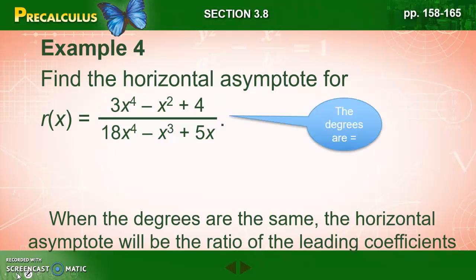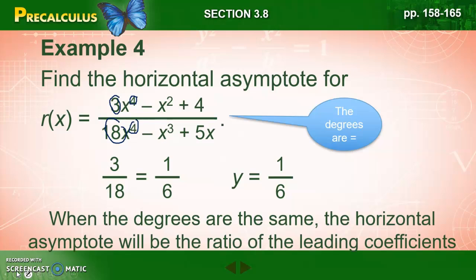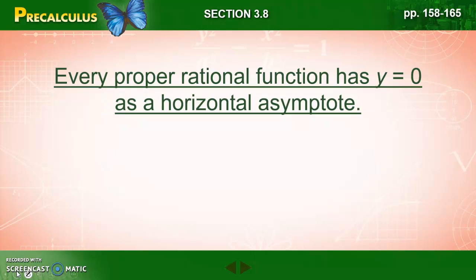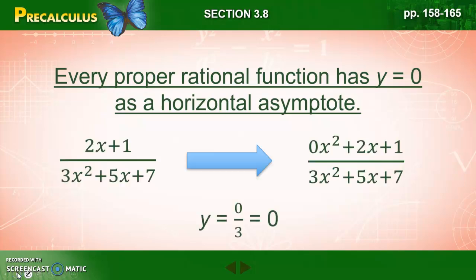So let's take a look at what this looks like. We're going to find the horizontal asymptote for this function. You can see that the degrees of both of these, 4 and 4, are equal. So in order to figure out what the horizontal asymptote is, we can either divide or we can just take the ratio of the leading coefficients, 3 and 18, which when reduced is 1 over 6. So our horizontal asymptote is not at 0 like normal, but at y equals 1/6. Every proper rational function has a horizontal asymptote at y equals 0. But improper fractions can have those elsewhere.